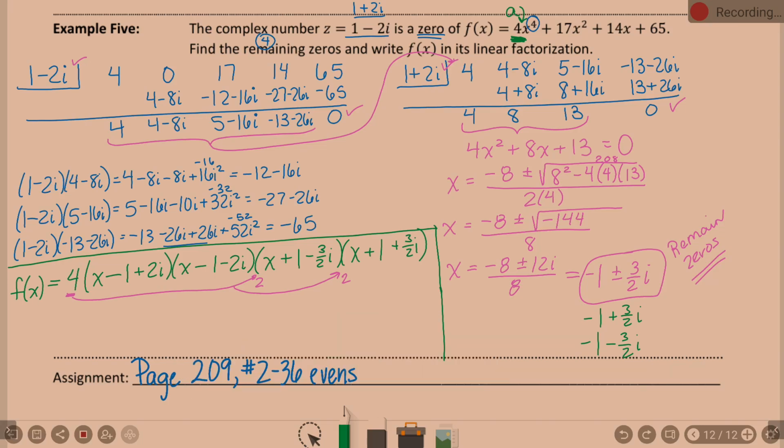So, final answer. f of x equals, my 4 is gone out front, x minus 1 plus 2i, x minus 1 minus 2i. This parenthesis, multiply the whole parenthesis by 2, yes? 2x plus 2 minus 3i. Are we okay with that? And, last bit, multiply by 2: 2x plus 2 plus 3i. In all reality, I'd probably take either or, but there you go.